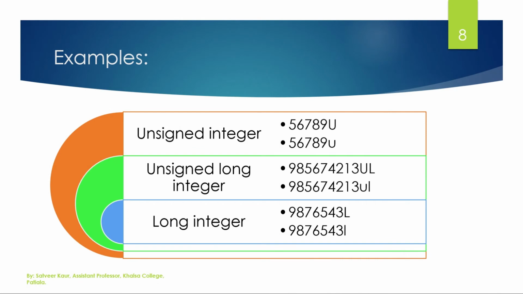The examples are: for unsigned integer, 56789 with capital U or 56789 with smaller u. In a similar way, unsigned long integer, 985674213 UL. UL represents unsigned long. And in a similar way, long integer, 9876543 L. It can be in uppercase or it can be in lowercase.